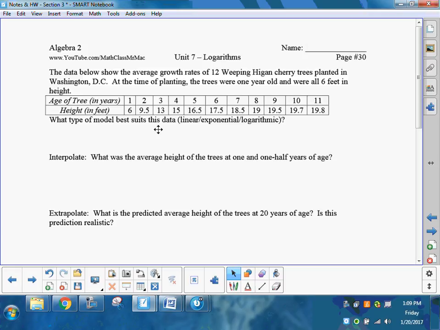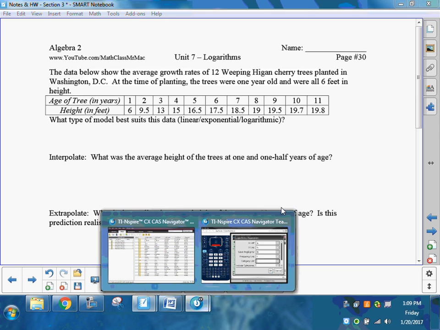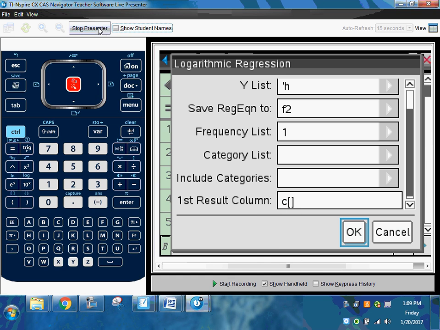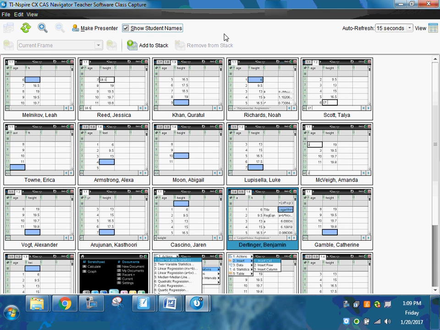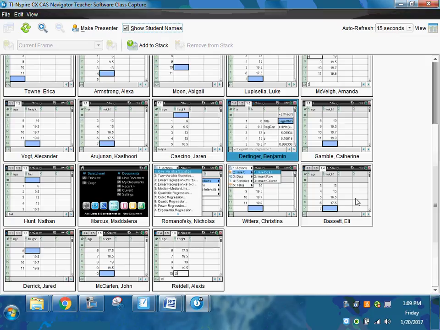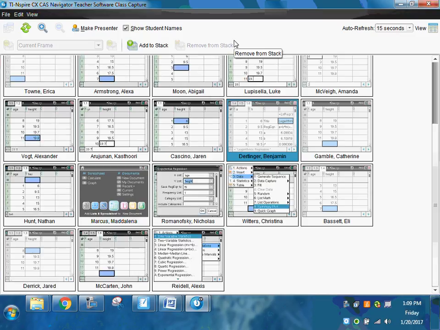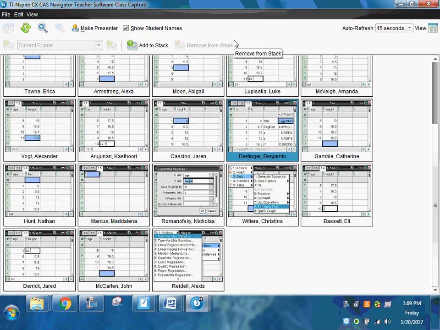Now, who here knows how to, raise your hand, we're not yelling, who here knows how to input the data so I can turn it into a scatter plot, or what I have to do once I've input the data to show a scatter plot? Do any of you know?